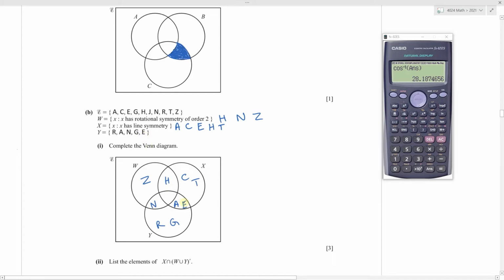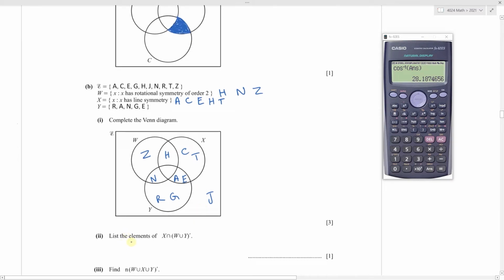And then we have to make sure we have written all the letters from the universal set. A, C, E, G, H, J is missing. So J is outside all these three. N, R, T, Z. So that's how you will complete this Venn diagram. J is not part of any of the three sets, so it will be outside these three circles.